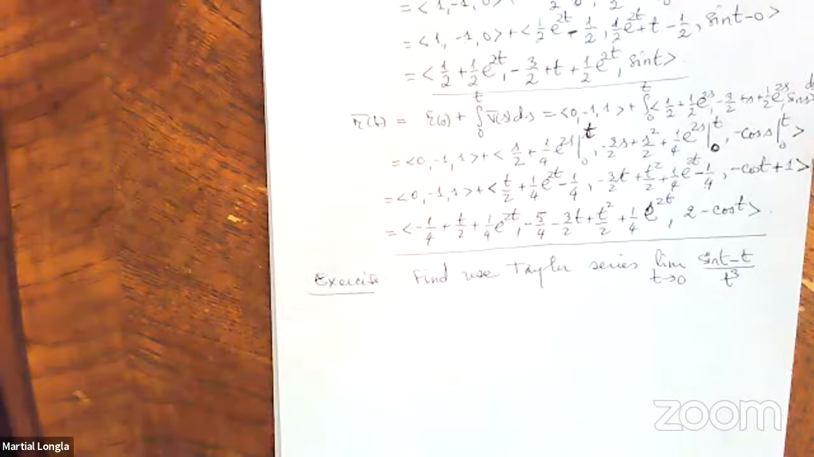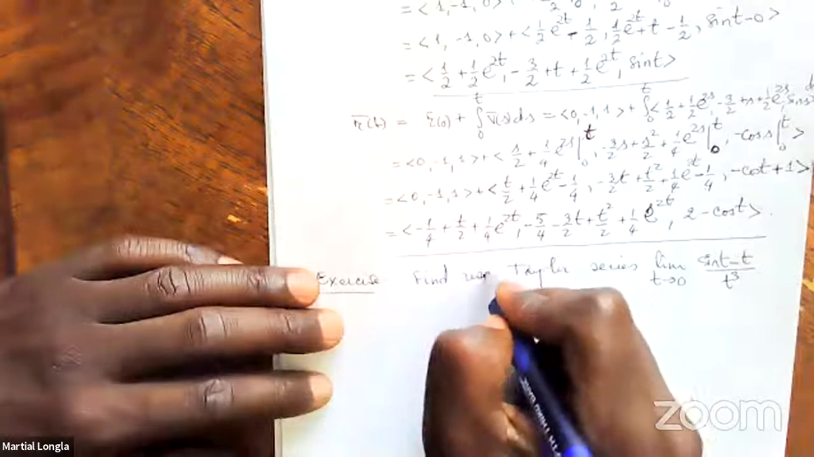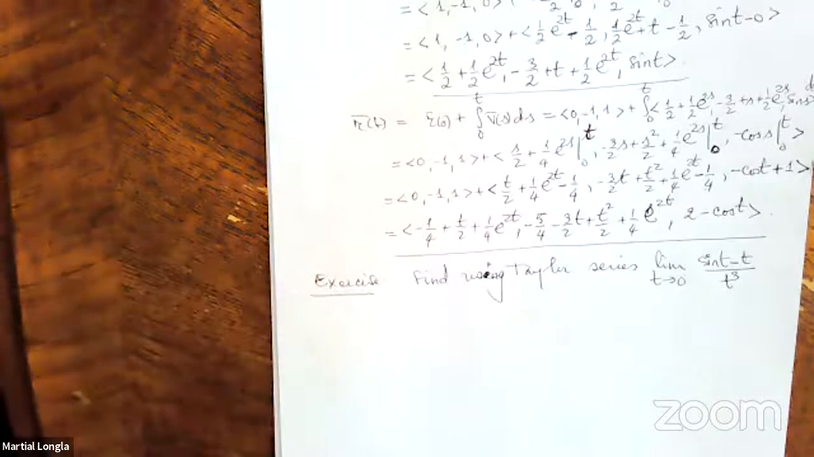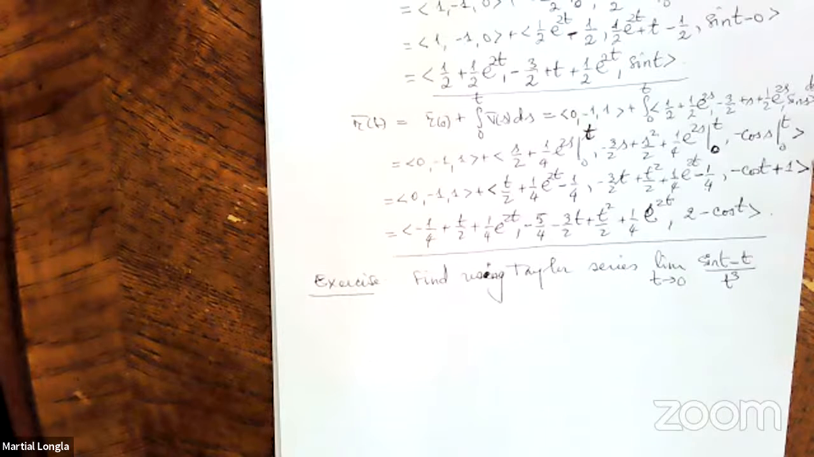I'll take another 5 minutes to answer this. Find the limit using Taylor series: limit of sine T minus T over T cubed.